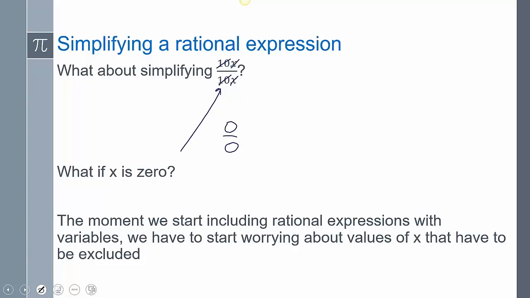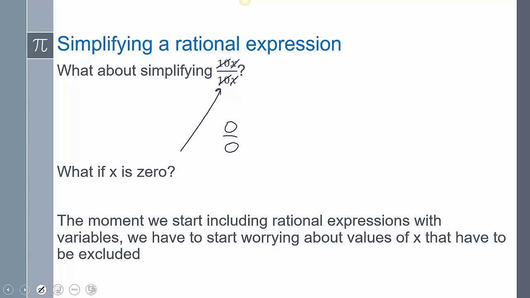Am I allowed to divide by 0? The answer is no. And so the moment that we start including variables in our rational expressions, we have to worry about the values of x that have to be excluded. When we simplify a rational expression, we have to pay attention to that.